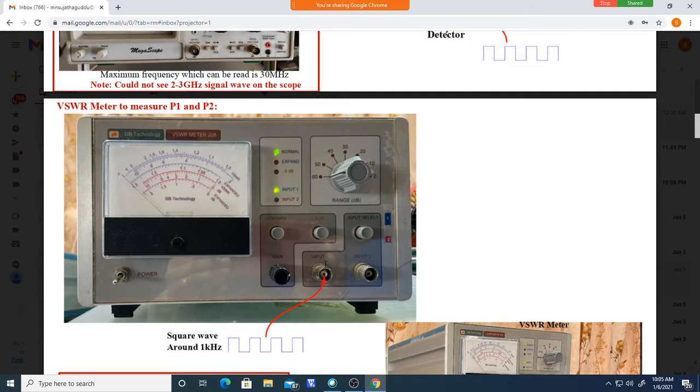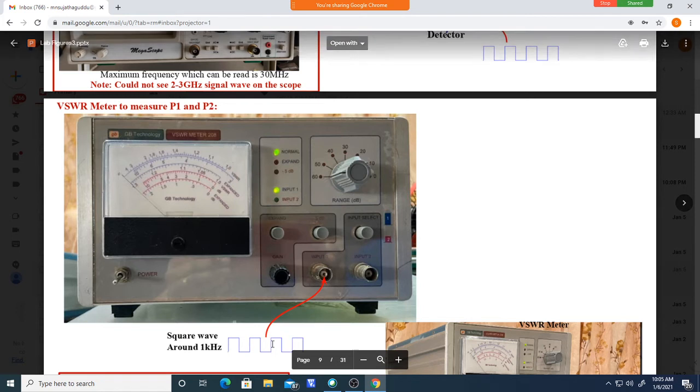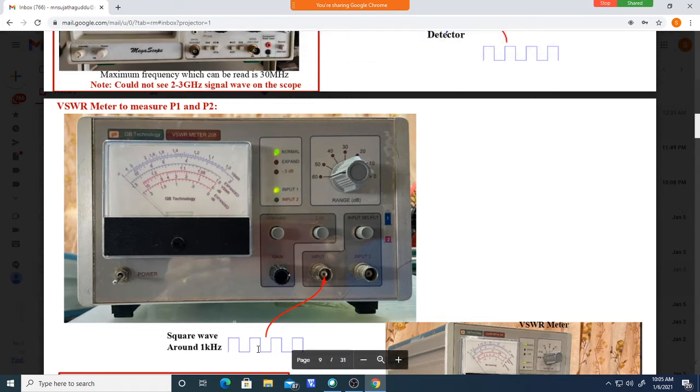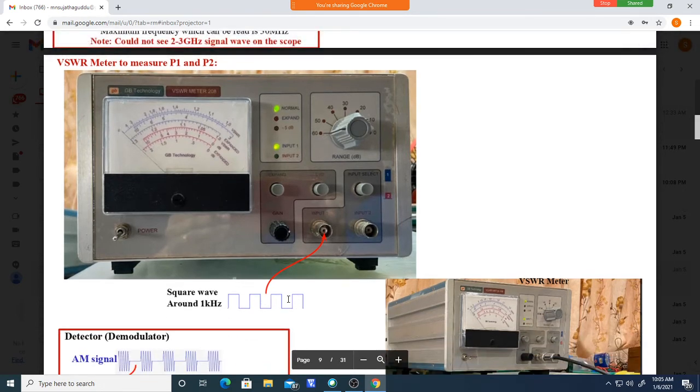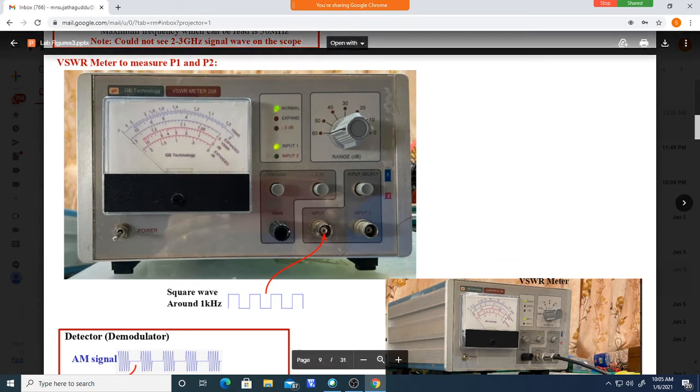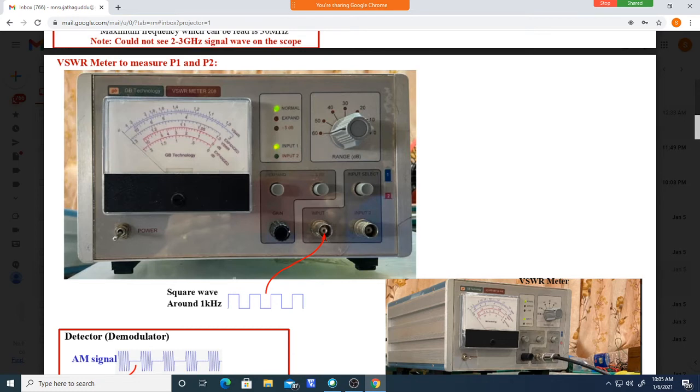You can measure the power of a low frequency signal around 1 kilohertz. That's why this is a low cost equipment. So we measure the power using this equipment. We can measure the power in this square wave, only a square wave, around 1 kilohertz, maybe up to 2 kilohertz, you can apply here. This is the input we are giving to the VSWR meter.